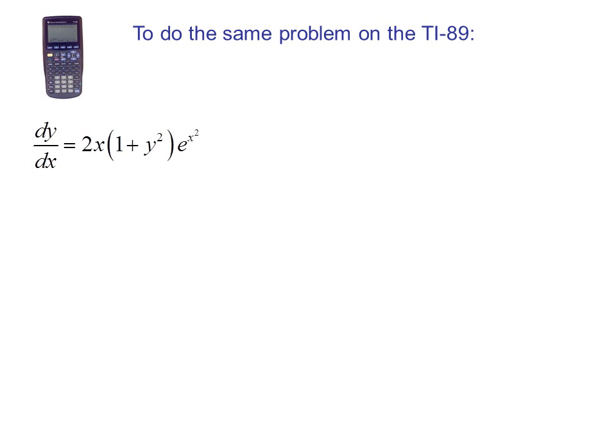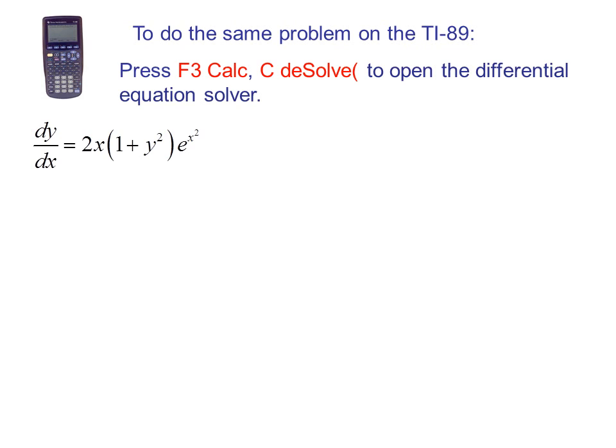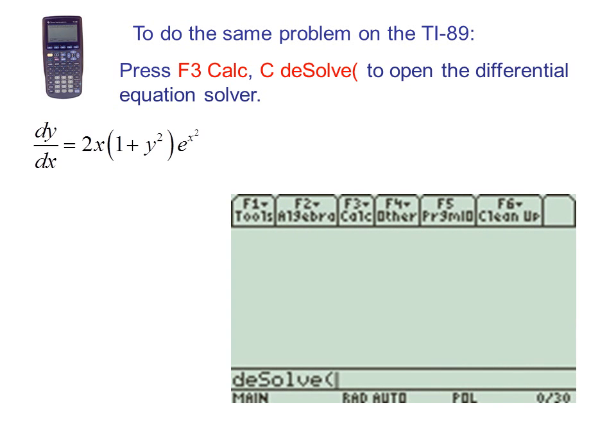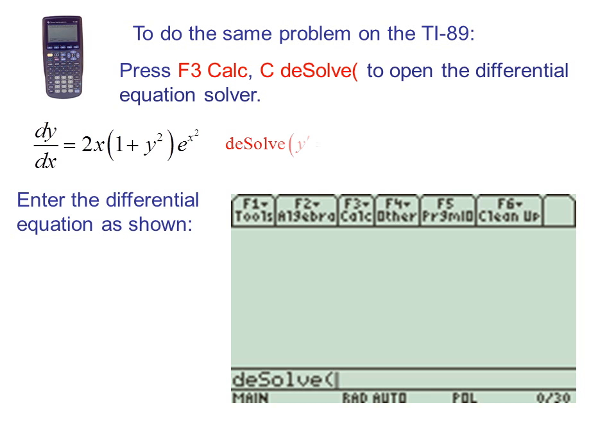To do the same problem on the TI-89, press F3 Calculus, C, D-Solve to open the differential equation solver. Now enter the differential equation as shown. We have d-solve y prime equals 2x times 1 plus y to the second times e to the x to the second, comma x, comma y.